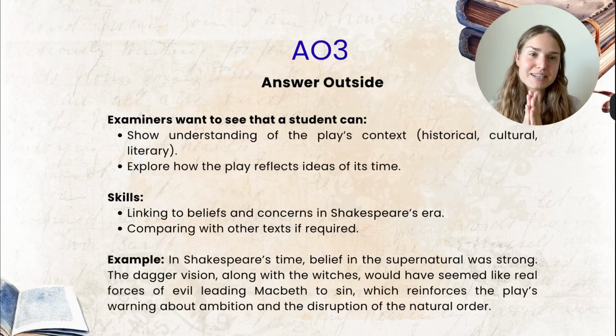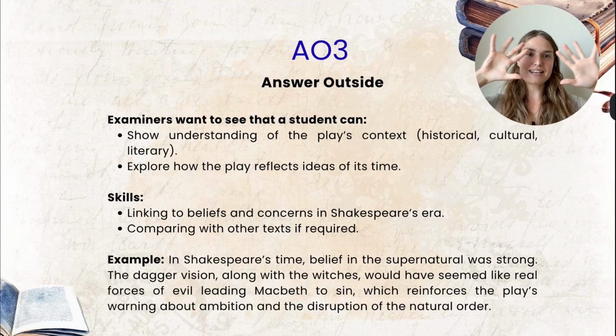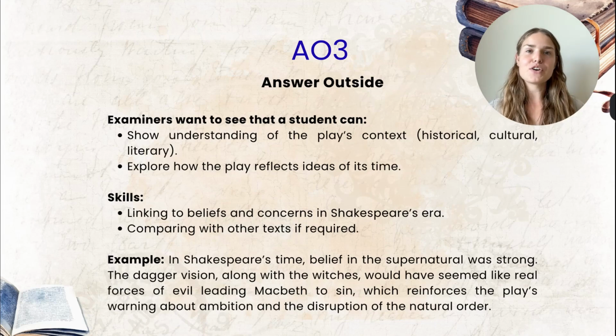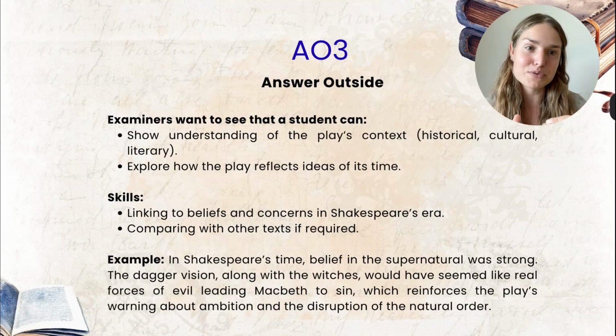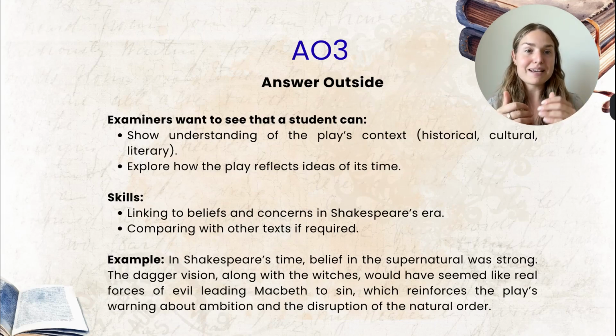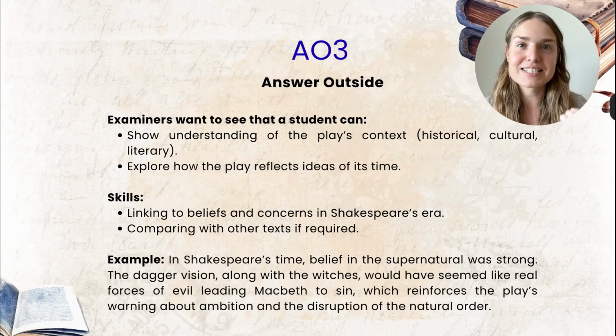Then we have AO3. So I like to think of AO3 as answer outside. This means thinking outside of the text, thinking beyond the text, outside the book. An examiner wants to see that you have an understanding of the history of the period that this book was written in, and you're able to make inferences about how this play would have been received in the historical context of where it was written and when it was written.